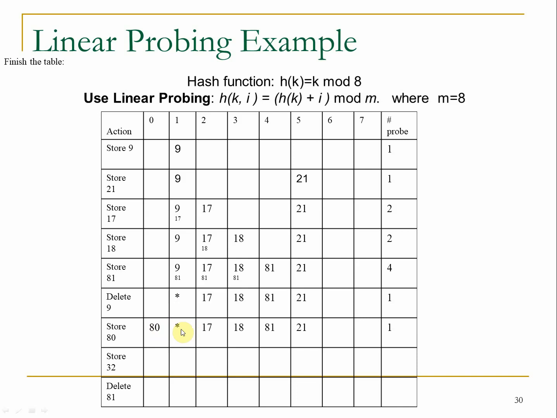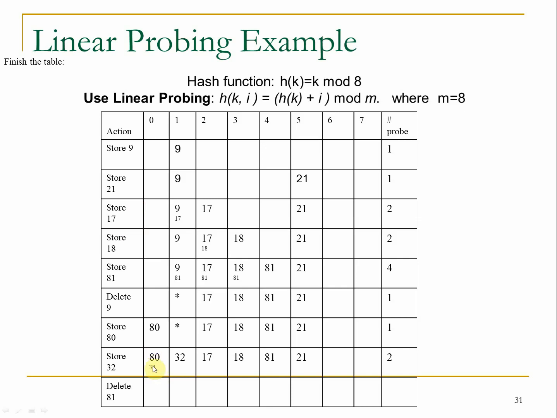You can see the special sign still stays over here, and for both operations we've only tried once, and we will be able to do those operations. Next we store 32. The home position of 32 is 0, because 32 mod 8 equals 0, since it's fully divided by 8. And therefore, you can see that the original home position is occupied by 80.